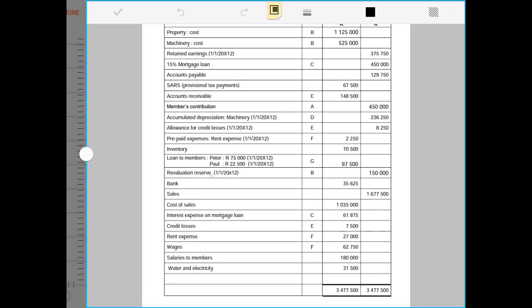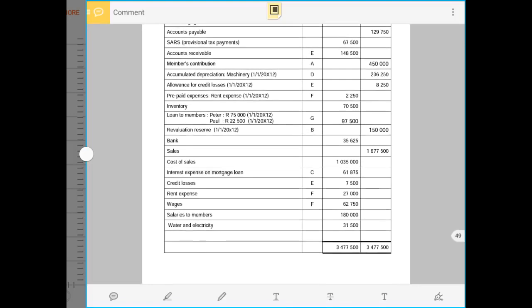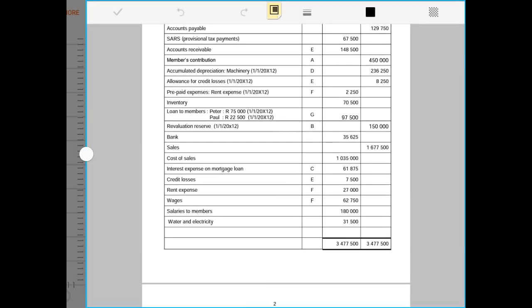There is a revaluation reserve, which is an opening balance of the revaluation amounting to 150,000 rands. Just to highlight a few things. Then we have the nominal section from the sales until water and electricity being an expense. We'll account for that when we do the statement of comprehensive income.